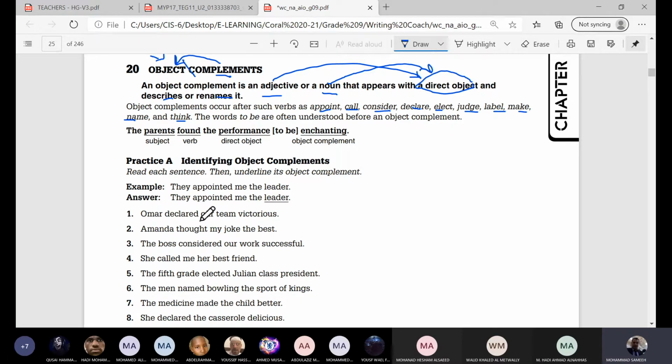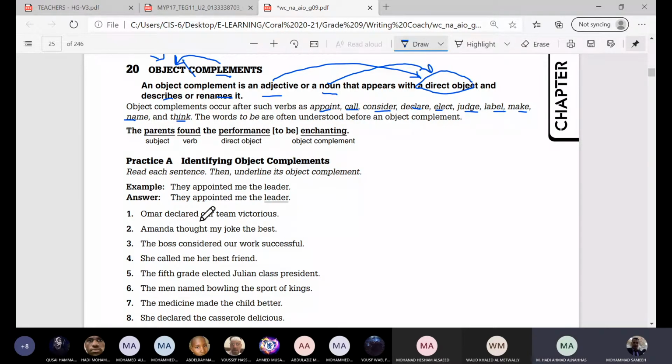Another one, using judge. When I say I judged him guilty, guilty is an adjective describing him, and him is a direct object. I think it's clear, guys. Do you have any question regarding the explanation?